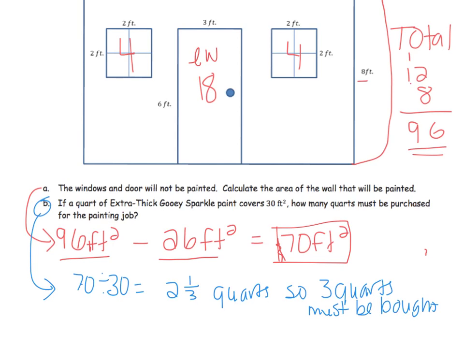Now, if each coat covers 30 feet, 1 coat would cover 30 feet, 2 coats would cover another 30 feet, so now we're up to 60. So we really need 3 coats because 2 coats would not be enough. 3 coats would have us up to 90. So we'd use about 2 1/3 quarts, but we'd have to purchase 3 quarts.